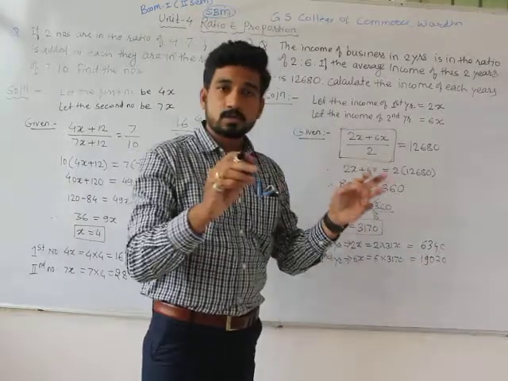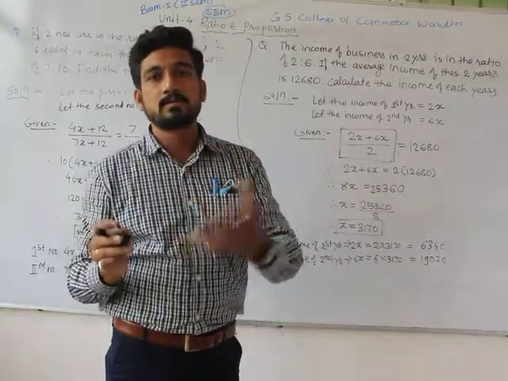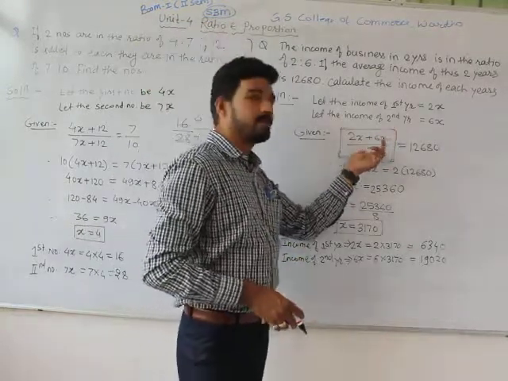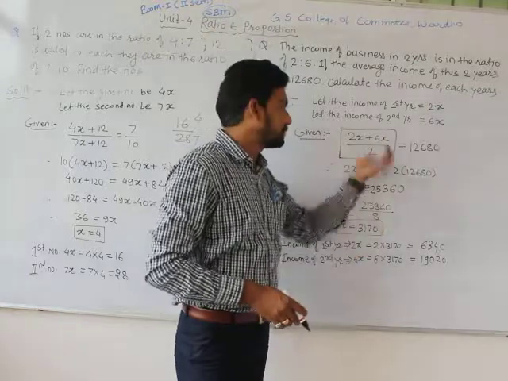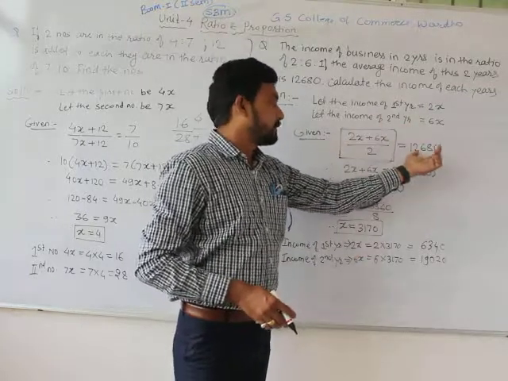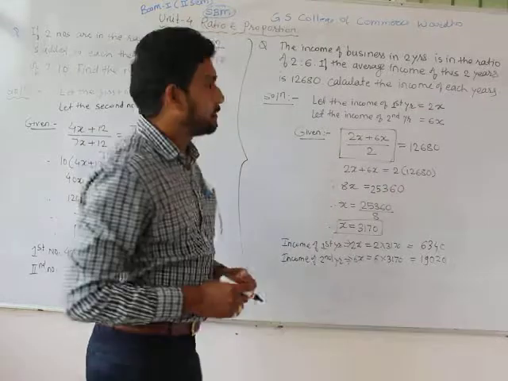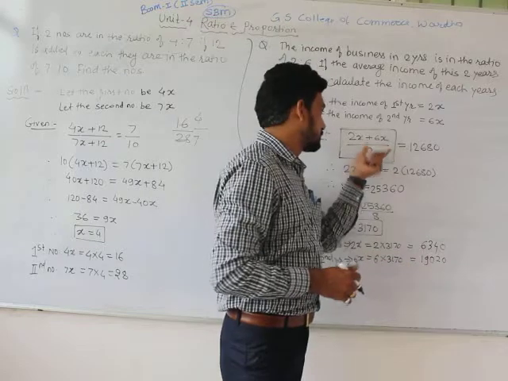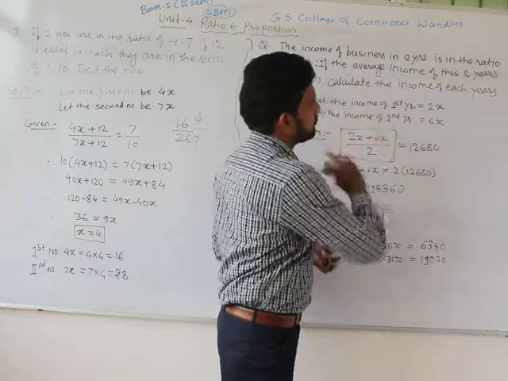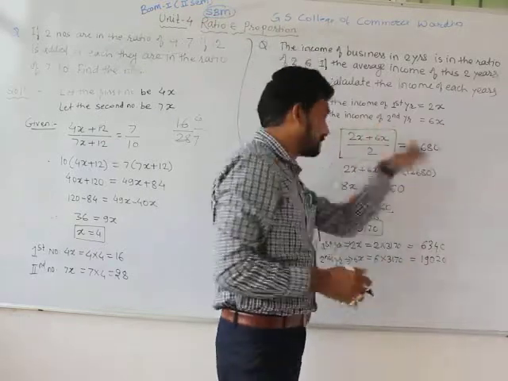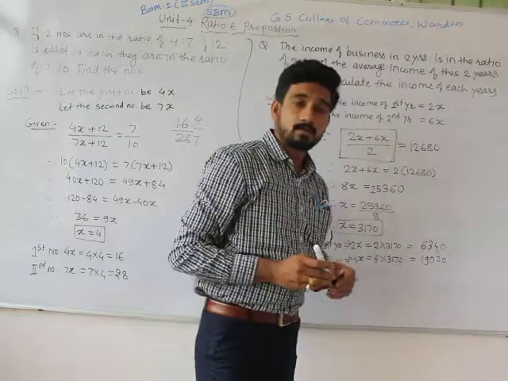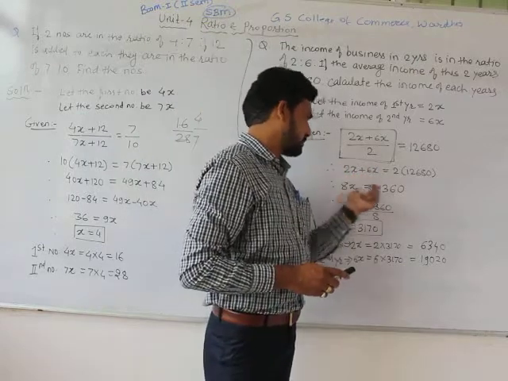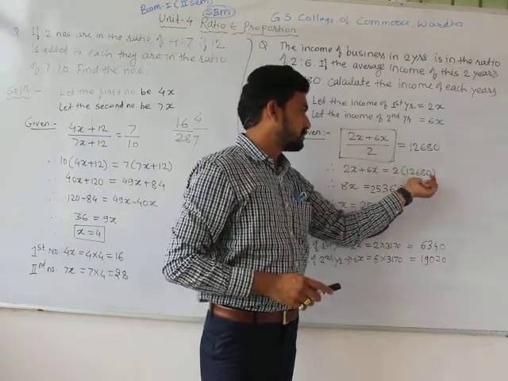We just do a summation and divide it by the number of items in that summation, and we get the average. So 2x plus 6x divided by 2, because it is the average of 2 years. The value is already given in the problem, 12,680. So 2x plus 6x, the 2 will get shifted to that side. Right now it is dividing 2x plus 6x. If you shift the value to the other side, it will multiply 12,680.